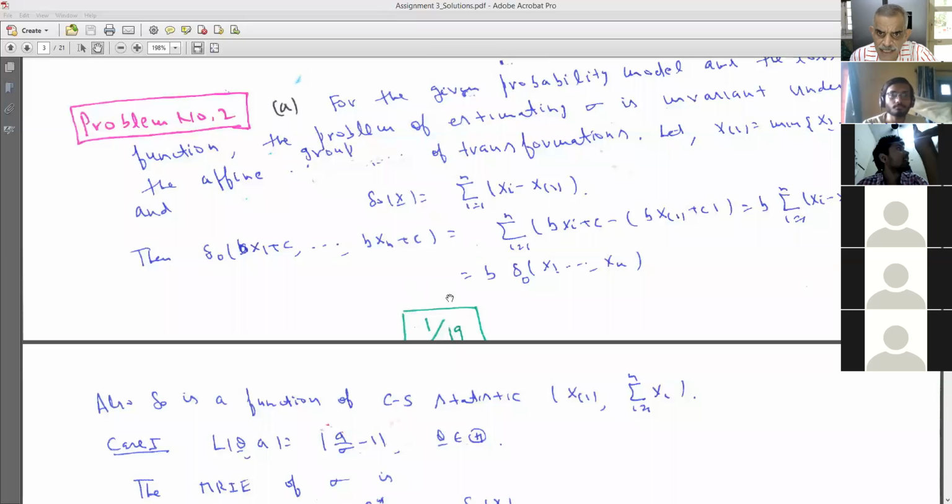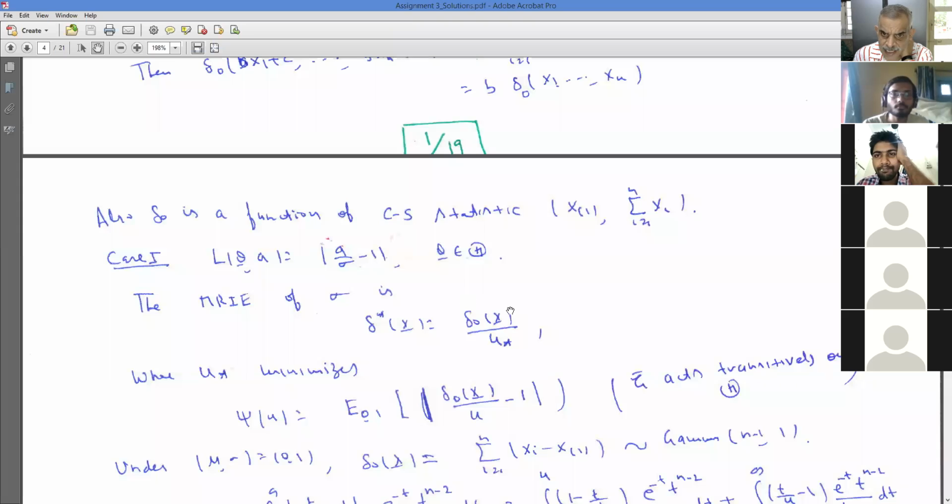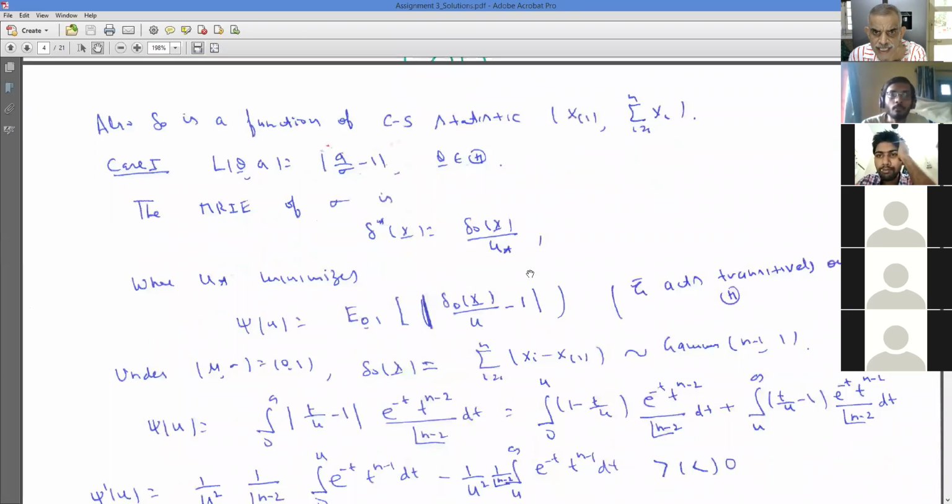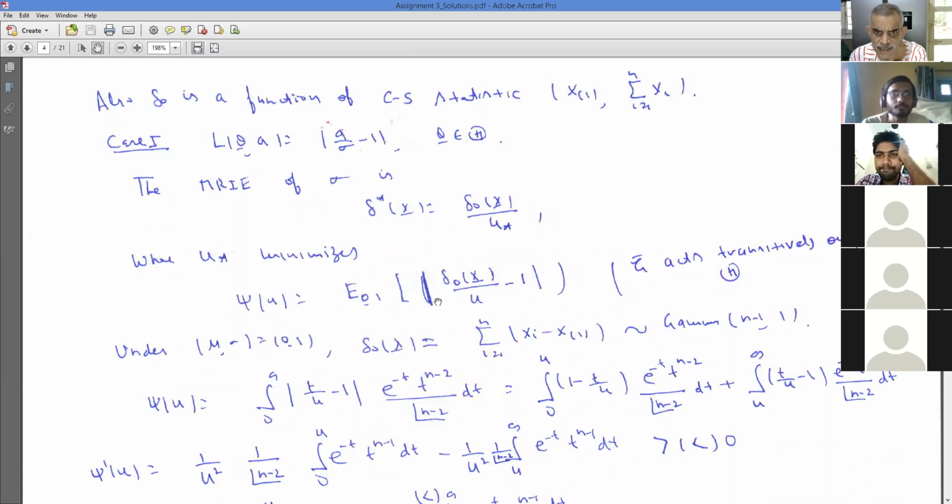So any other estimator would be of the type delta naught, this estimator, divided by u of w1, w2, wn minus 1. But here G bar acts transitively and there is a complete sufficient statistic. So the MRE would be given by delta naught by U star. U star is not going to depend on W because of Basu's theorem, because there is a complete sufficient statistic and W is ancillary. And what does U star minimize? U star minimizes the expected value of delta naught x by U minus 1.